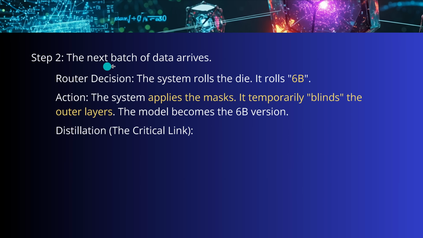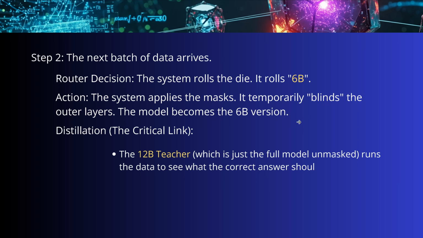Now at the second step, the system decides to train the 6B model. Now the system applies particular masks. It temporarily blinds the outer layers and the model becomes a 6B version. Now for the knowledge distillation, we have a critical link, no?